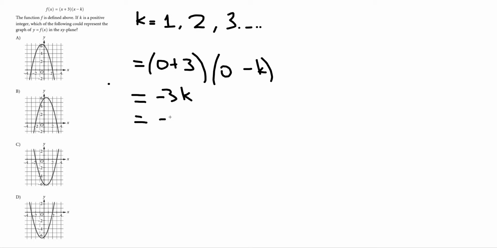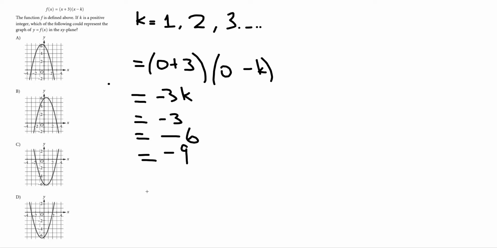If k was 1, the value would be minus 3. If k was 2, the value of this function would be minus 6. If k was 3, and you see the pattern, the function has a negative value when x is equal to 0. So we look at A and B, where the y values are positive, specifically 6. So we can eliminate options A and B, and we're left with C or D.